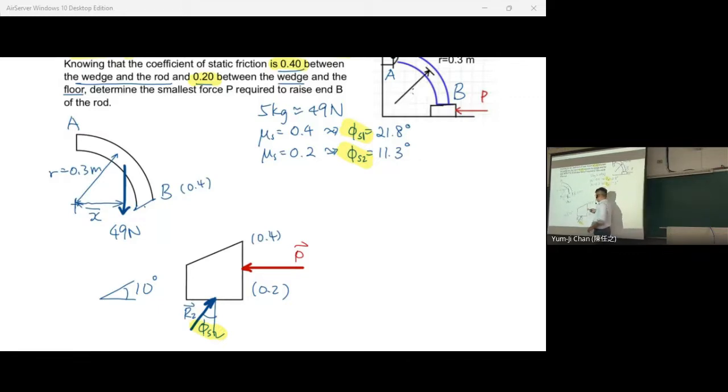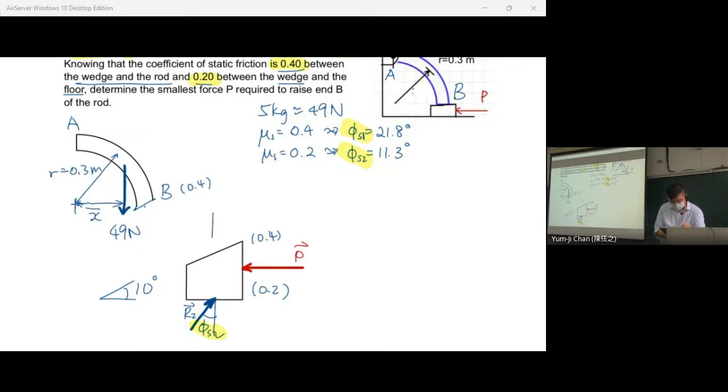Remember that P goes to the left, so friction goes to the right. So the resultant of friction and normal force is going to the right. And then we go to the contact surface.